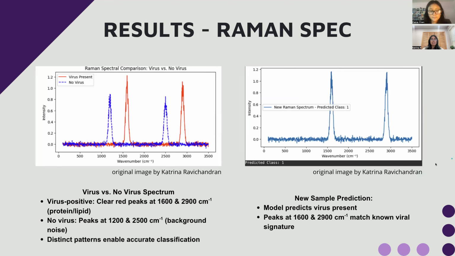And we also use Raman spectroscopy to distinguish between virus positive and virus negative samples based on molecular signatures. On the left, the red virus positive line shows clear peaks at 1600 and 2900 inverse centimeters corresponding to protein and lipid bonds in the viral envelope. The blue line shows a virus-free spectrum with smaller unrelated peaks caused by background noise. On the right is a new sample. Our AI model correctly identifies the virus positive by matching those same 1600 and 2900 peaks. This distinct pattern is key for reliable classification.